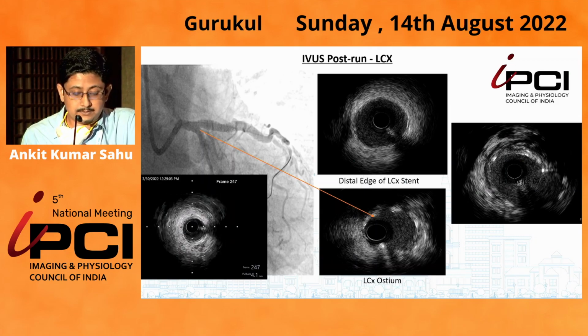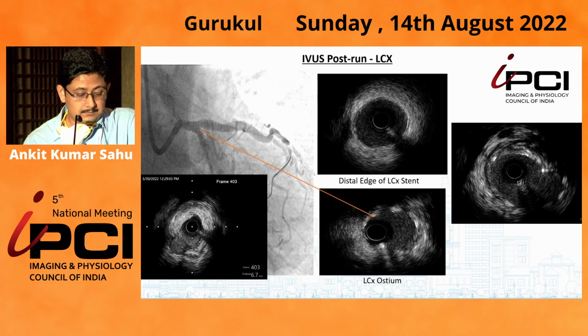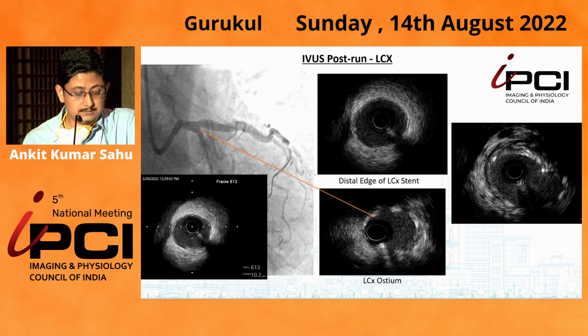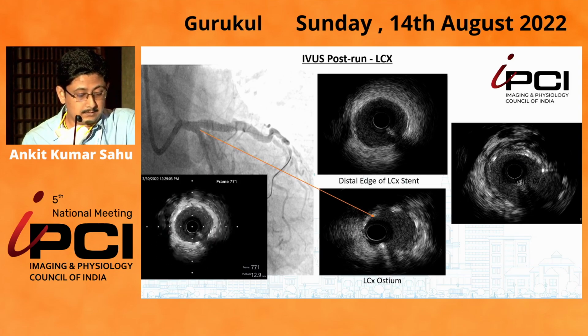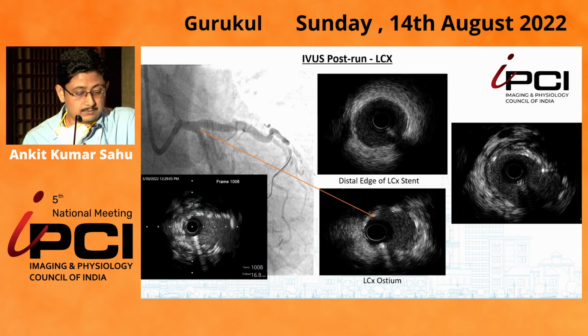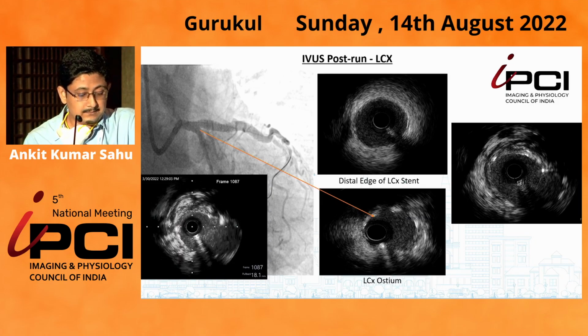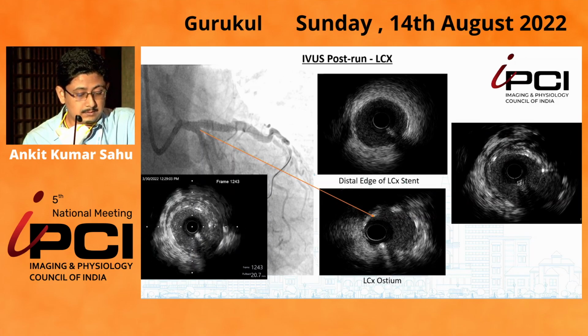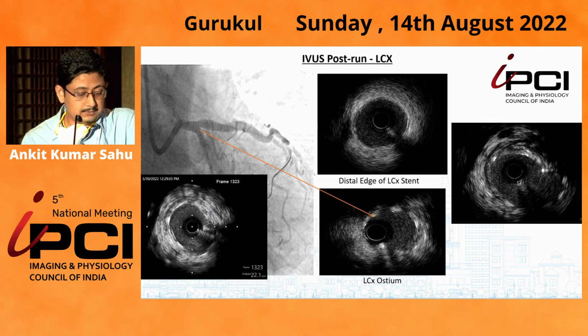which showed the distal stent edge of the circumflex was okay, there was no dissection. The ostium was fairly good, and this is the IVUS pullback from the circumflex after the stenting. The stent is adequately expanded. There was slight malapposition in the proximal part, which was handled thereafter. And this is the LAD coming up. There was also some malapposition seen in the left main.